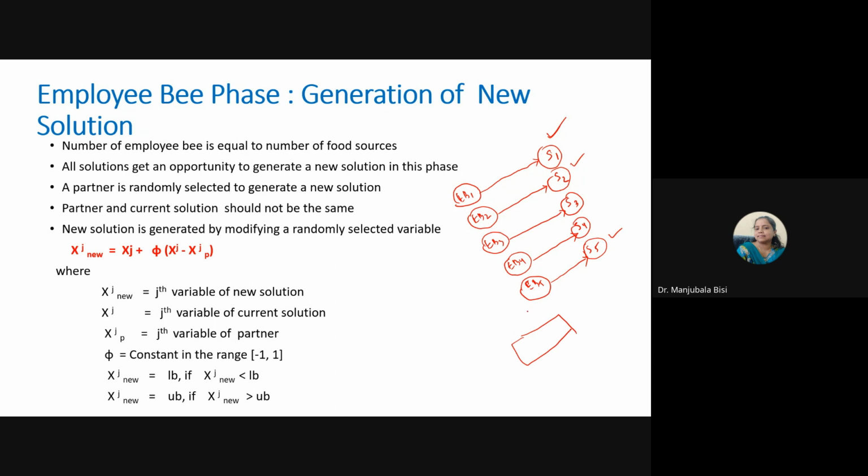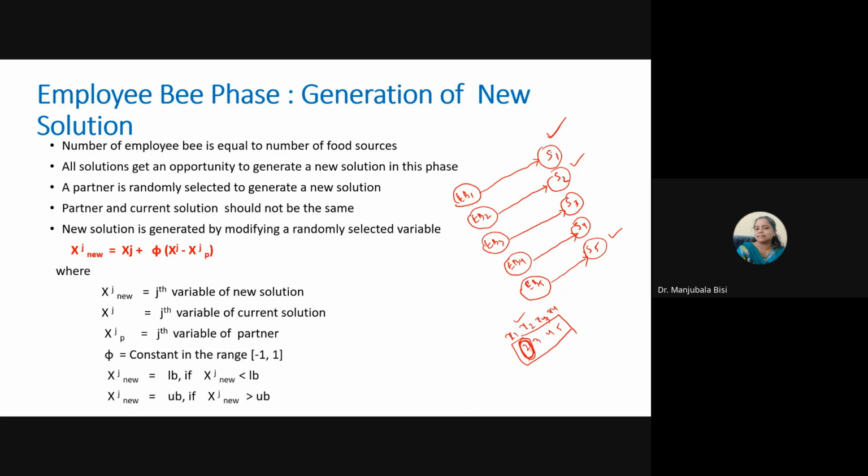Suppose we have the sphere function, which we discussed yesterday. We consider dimension equals 4: x1, x2, x3, x4, with values 2, 3, 4, 5. In the employee bee phase of the ABC algorithm, only a single variable is changed. That means employee bee 1 changes one single decision variable in the solution. It is not changing all the variables, only a single variable. So let us see what is happening and how it is changing.